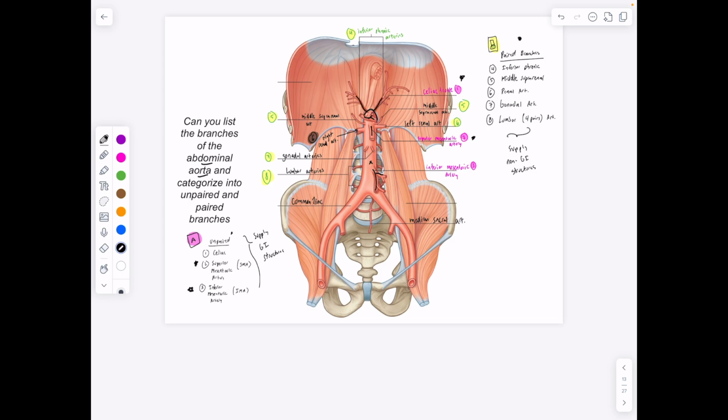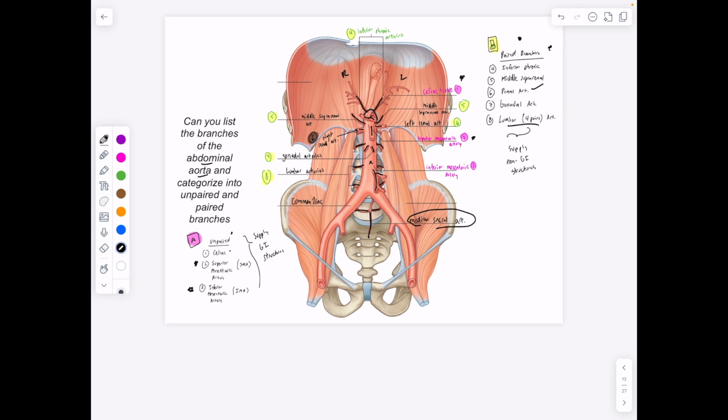Okay, then we have our paired branches, starting with our inferior phrenic arteries, which we know branch off of the abdominal aorta. It's a paired branch. We have a right and a left. Then we have our middle suprarenal arteries going to the suprarenal glands on top of the kidneys. Then we have our left and right renal arteries. Then we have our gonadal arteries coming off of the abdominal aorta. These are all coming off of the abdominal aorta. And then we have four pairs of lumbar arteries, which you can see here, also coming off of the abdominal aorta. And then here's just an extension of that, the median sacral artery, off of the lumbar arteries.